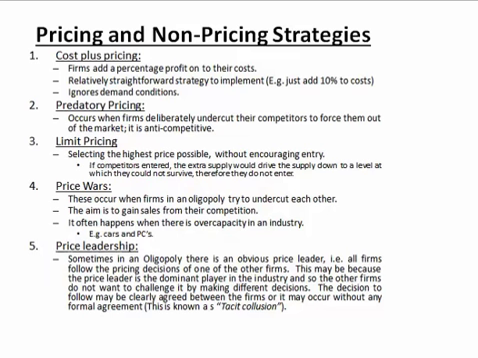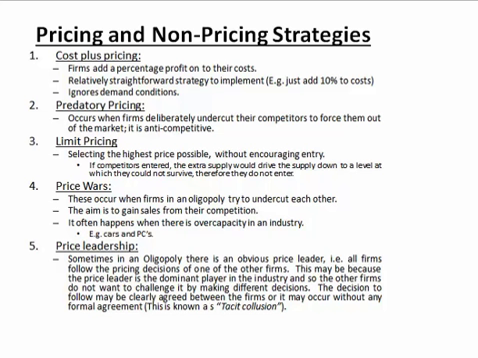Pricing and non-pricing strategies. Cost plus pricing: firms add a percentage profit to their costs. This is a relatively straightforward strategy to implement, for example just add 10% to costs. It's often used by retailers, however it ignores demand conditions. Predatory pricing occurs when firms deliberately undercut their competitors to force them out of the market. It is very anti-competitive. Limit pricing: selecting the highest price possible without encouraging entry. If competitors entered, the extra supply would drive down price to a level at which they could not survive, therefore they do not enter.